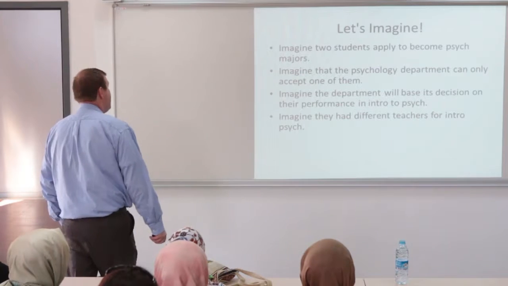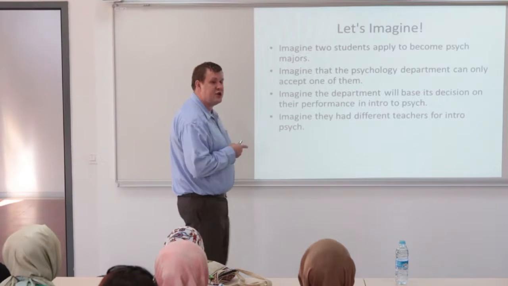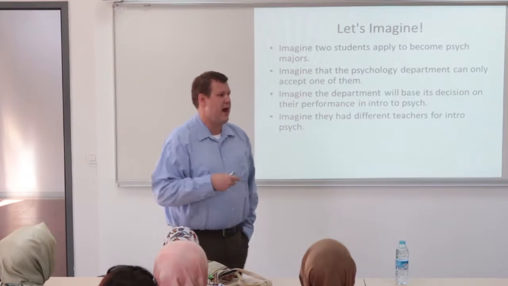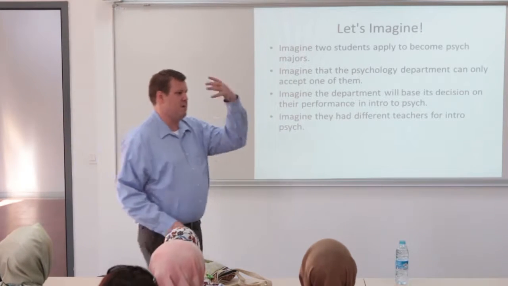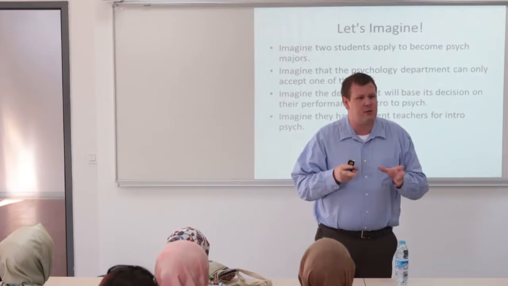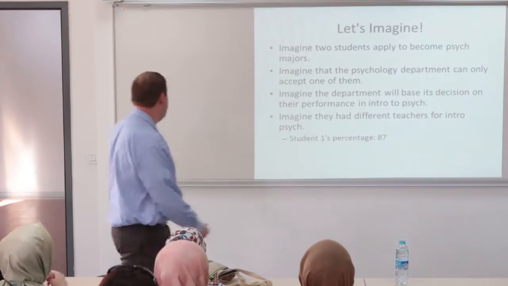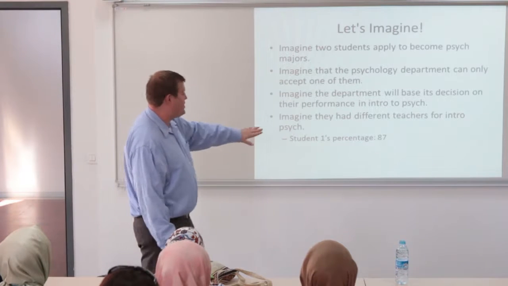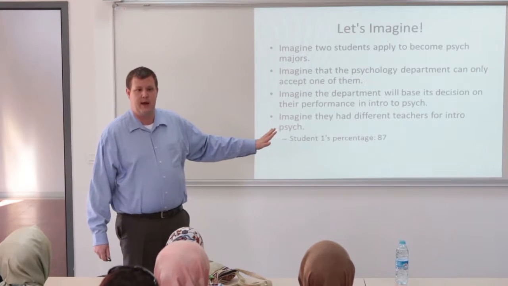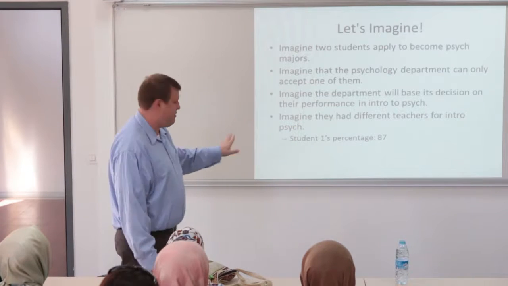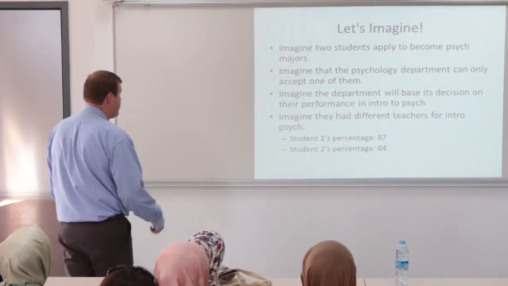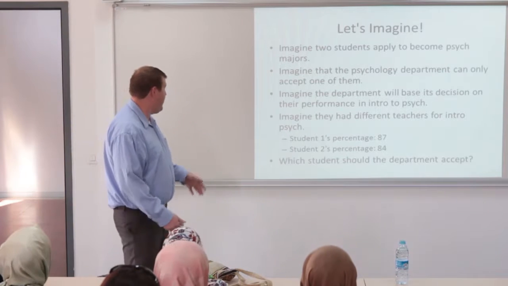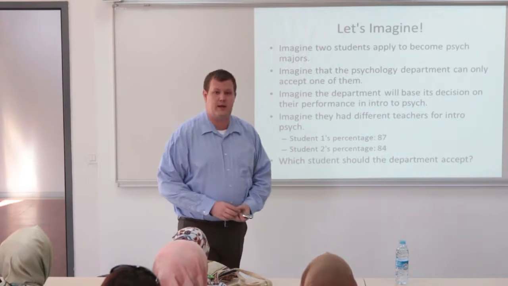they're concerned about. Now, imagine that they had different teachers for intro to psych. Some people had me, some people had Sammy, some people might have had Alif, but the two students that we're talking about had different teachers. So student 1 got a percentage in the course of 87. All right, so they got an 87 in their class. Student 2, who took a different course, got an 84. So the question now is, which student should the department accept?